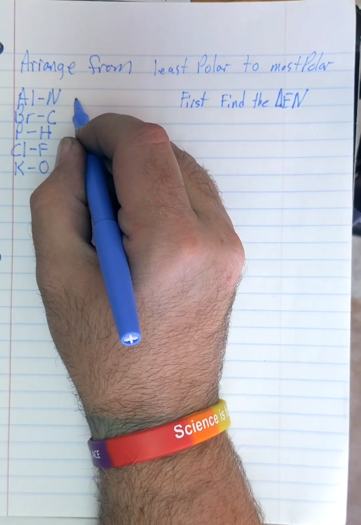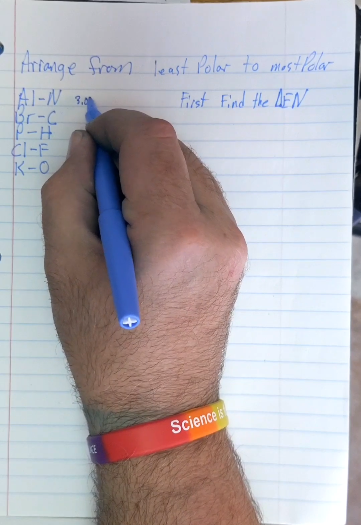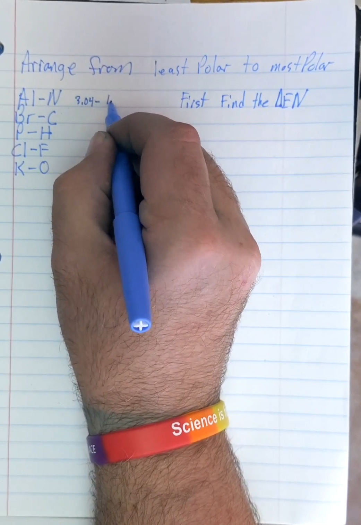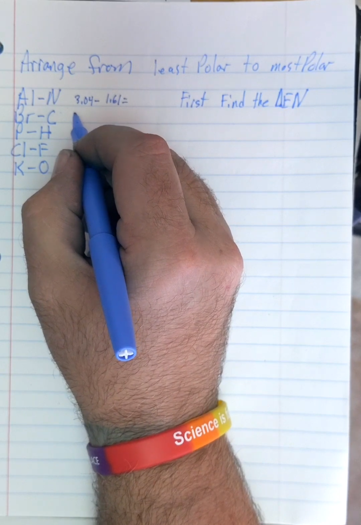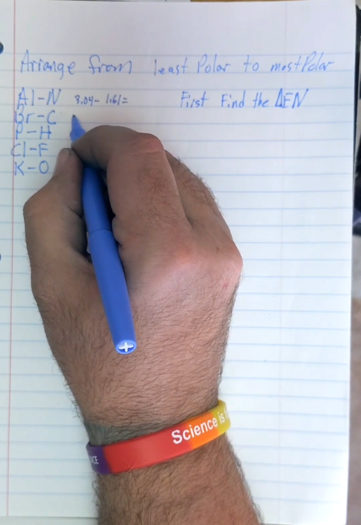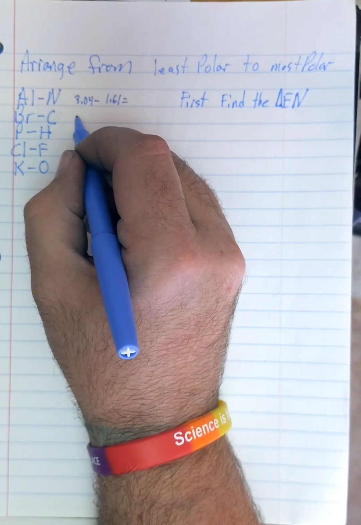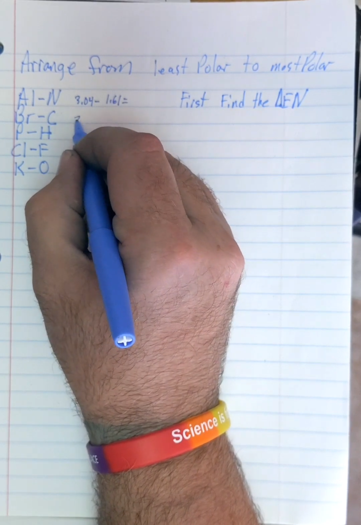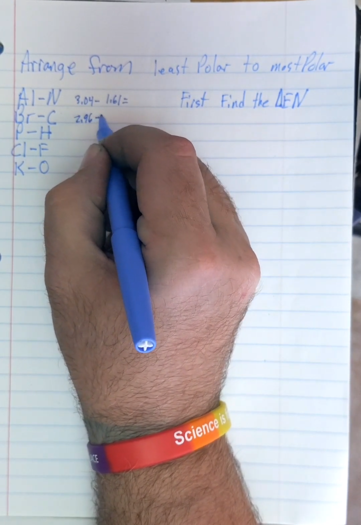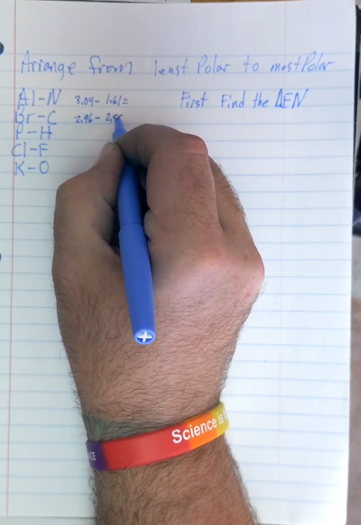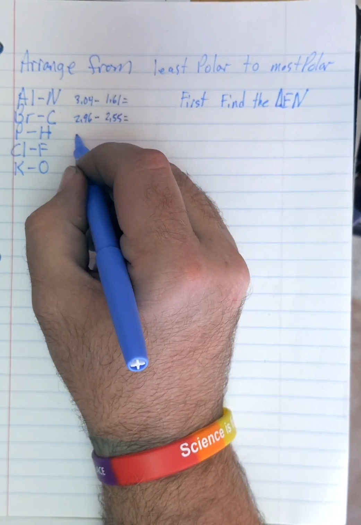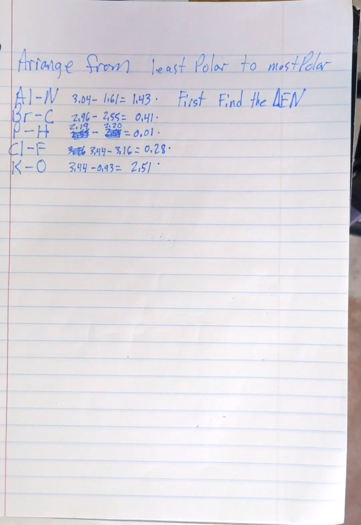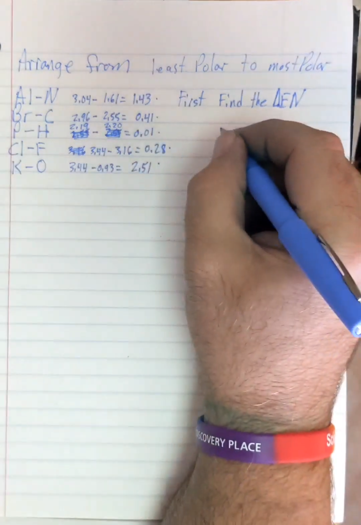So here I've listed them out, and the first thing we need to do is find the delta, or the change in electronegativity. To do that, we're going to take the most electronegative value and subtract the least electronegative value for each bond. And so I'm just writing down those values now. All right, so here I've written down the values and I've subtracted them all.